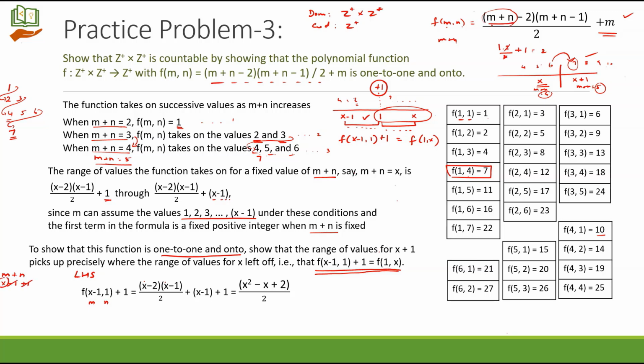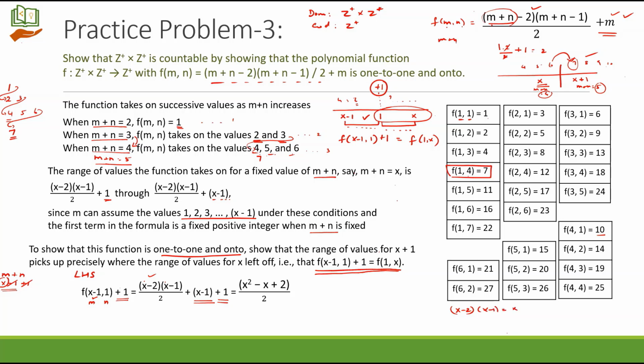So this will be (x minus 2) into (x minus 1) divided by 2. And here we should have m. What is m? We have x minus 1 as m. So x minus 1 is placed as it is. This one is taken from the left hand side equation and placed as it is. Now you have to solve this. Let's go for (x minus 2) into (x minus 1).